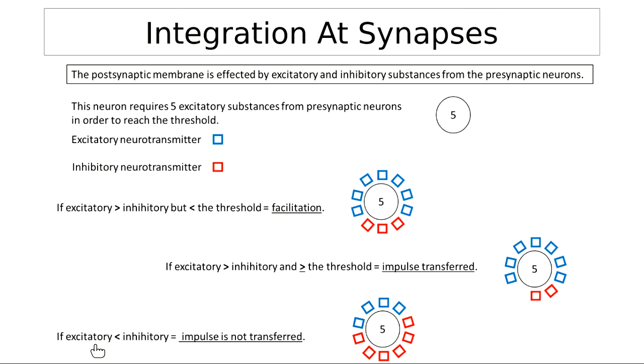If the excitatory is less than inhibitory, excitatory is 4, inhibitory there's 6. So you have 2 inhibitories right here, greater. So the net effect is 2 inhibitories. The impulse is not transferred at all. So it canceled out all these excitatories, and there were 2 inhibitories more. So that's going to be like a negative number. So the impulse is definitely not transferred.